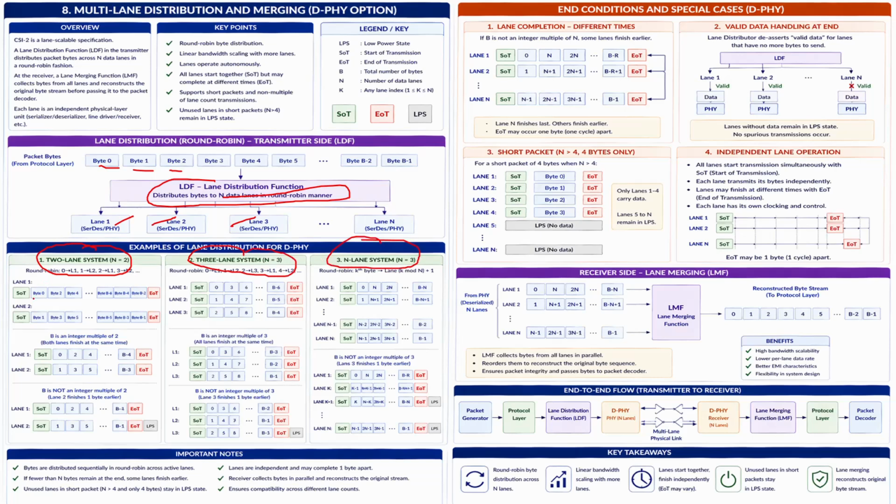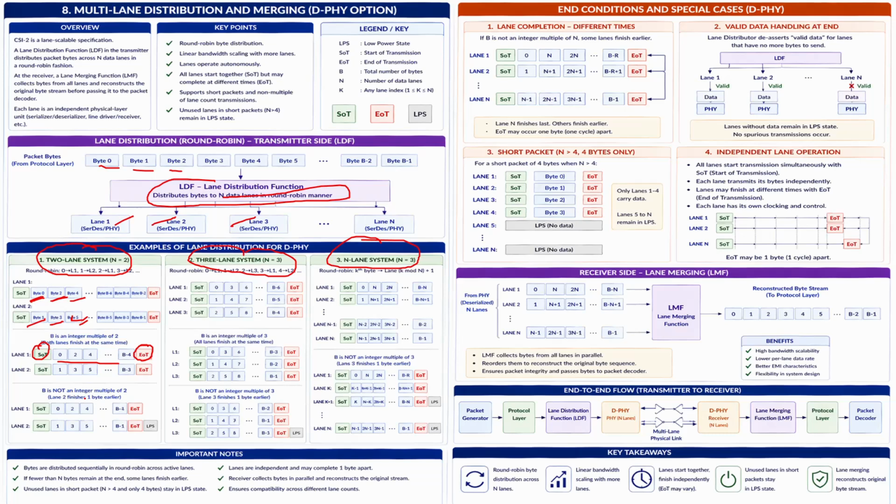In the 2 lane system, I told you byte 0 goes in lane 1, byte 1 in lane 2, byte 2 in lane 1, byte 3 in lane 2. In that way data will be transmitted. Between the start of transmission and end of transmission, the bytes will be transmitted in the same order. The order will not be mismatched here.